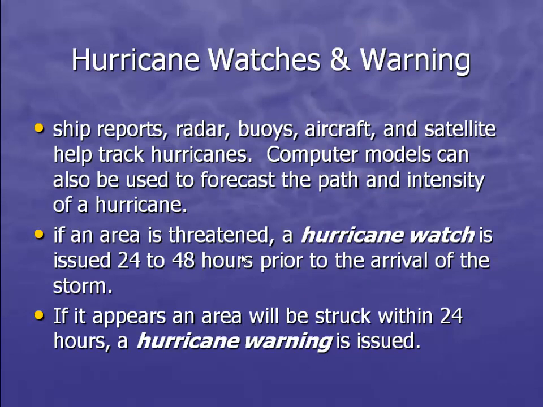Hurricane watches and warnings are issued from the National Hurricane Center. A hurricane watch will be issued 24 to 48 hours prior to the arrival of the storm. So you're talking a day to 2 days in advance. If the National Hurricane Center feels like an area is going to be threatened and the hurricane is definitely imminent, 24 hours in advance, the Hurricane Center will issue a hurricane warning, meaning you probably need to evacuate your area or take the necessary precautions to ride out the storm if you feel like you can do so.